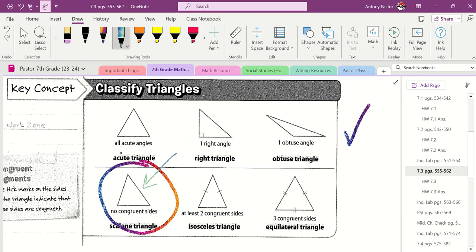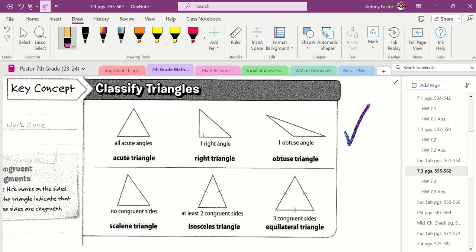If none of the sides are congruent, this means that all three sides are what, ladies and gentlemen? Okay, if these are not congruent, that means all three sides are what? Different. They're all different measurements. So if a triangle has three different measurements, that type of triangle is a scalene triangle.